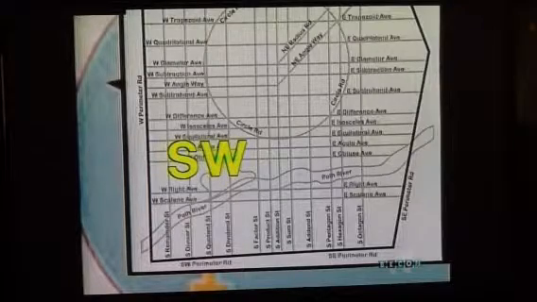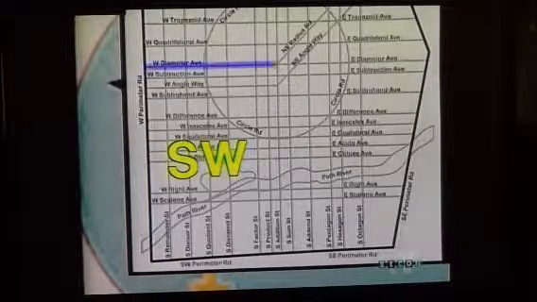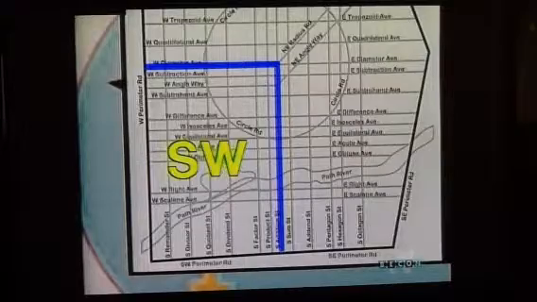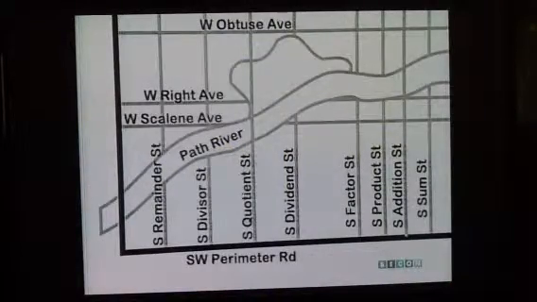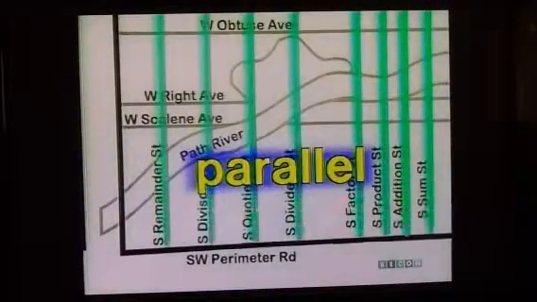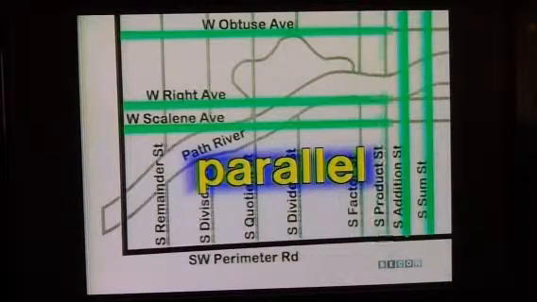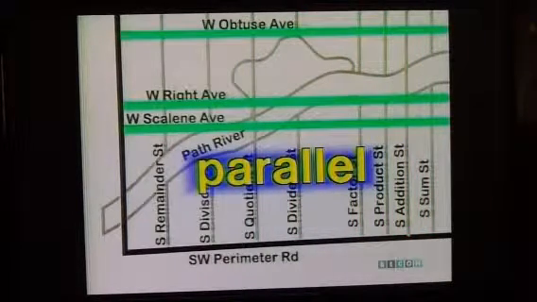Anyway, let's take a look at the southwest quadrant of our map. Notice that two of the boundaries for this quadrant are West Diameter Avenue and South Addition Street. Again, all the streets that run from north to south are parallel to each other. All the avenues running west to east are also parallel to each other. Notice that Path River flows through this area as well.